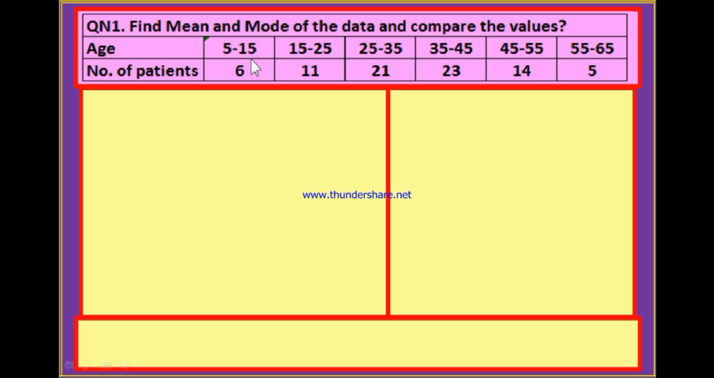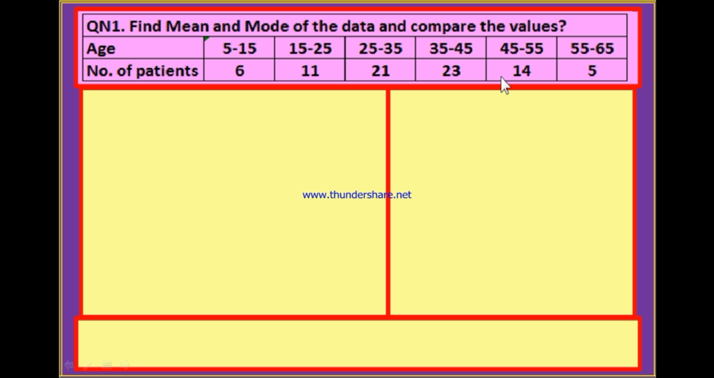5 to 15 years age group, number of patients is 6. And in between 15 to 25 age group, the number of patients is 11. In between 25 to 35 age group, the number of patients is 21. And in between 35 to 45 age group, number of patients is 23. And in between 45 to 55 age group, number of patients is 14. And in between 55 to 65 age group, number of patients is equal to 5.